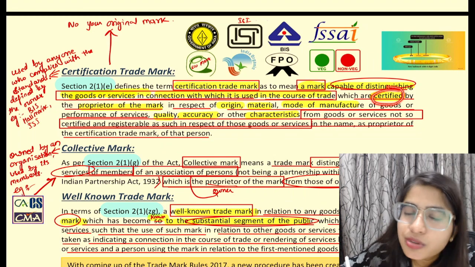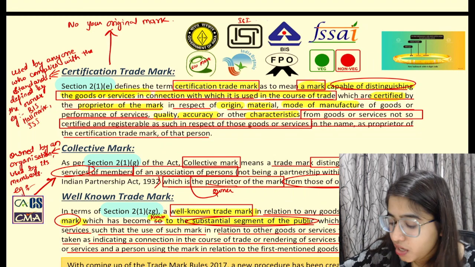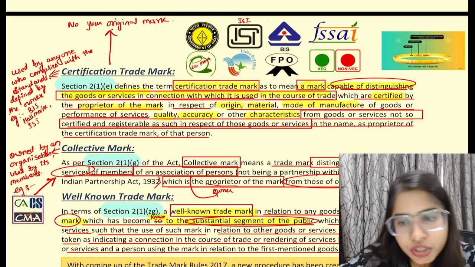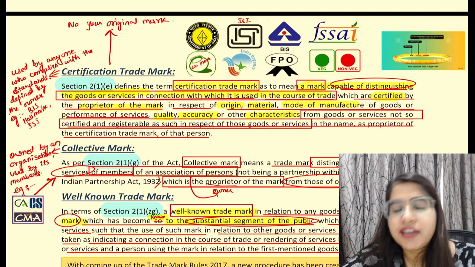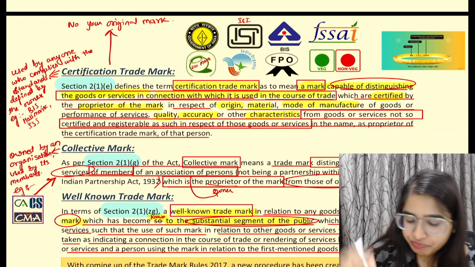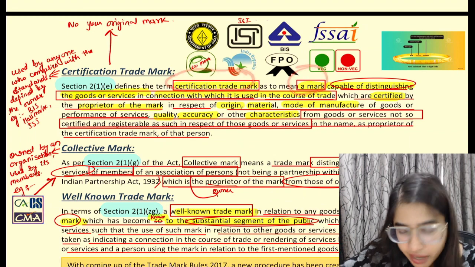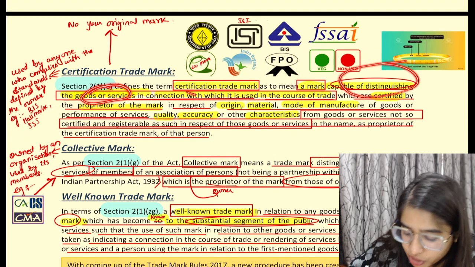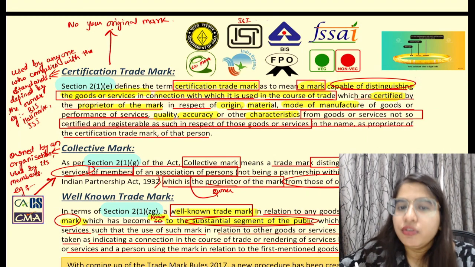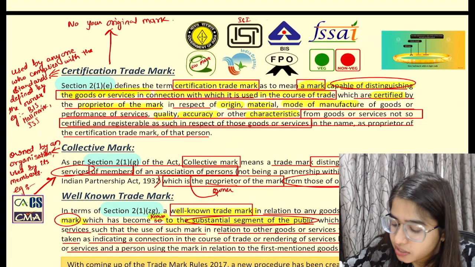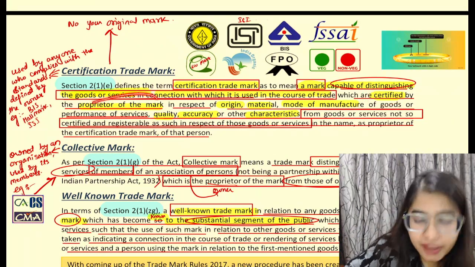But you need to get a certificate, which is certified by the proprietor of the mark. Proprietor means the original owner of the mark, the ISI authority, who are the owner of the ISI mark. Are we clear with this? So once again, a certification trademark means a mark which is capable of distinguishing goods and services in connection with which it is used in the course of trade, and next, which is certified by the proprietor of the mark.